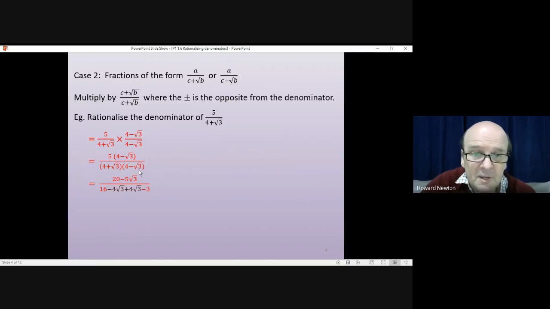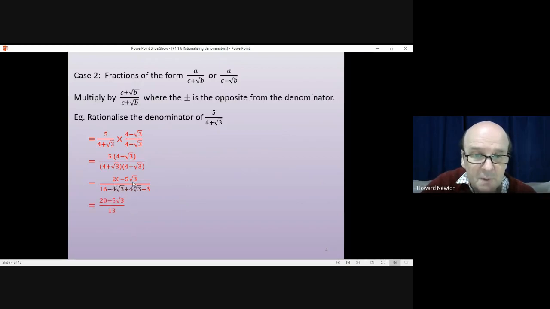Root 3 times root 3 gives us 3. There are 2 bits that involve a square root, but one is plus, one is minus. Aside from that, they're identical. They cancel each other out. That is what always happens with this method. It's why you do this. It's the same idea as you have in the difference of 2 squares.